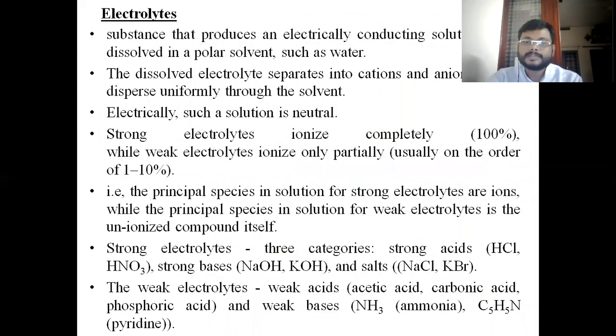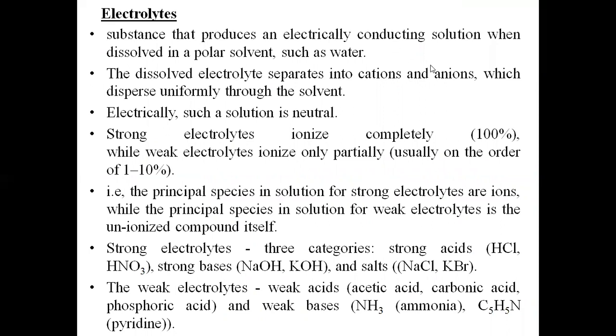Before going to the details of conductance and Kohlrausch's law, what do you mean by an electrolyte? An electrolyte is a substance that produces an electrically conducting solution when dissolved in polar solvents like water. The electrolyte dissolves and separates into cations and anions, which disperse uniformly through the solvent. And the electrolyte solution is neutral in nature.